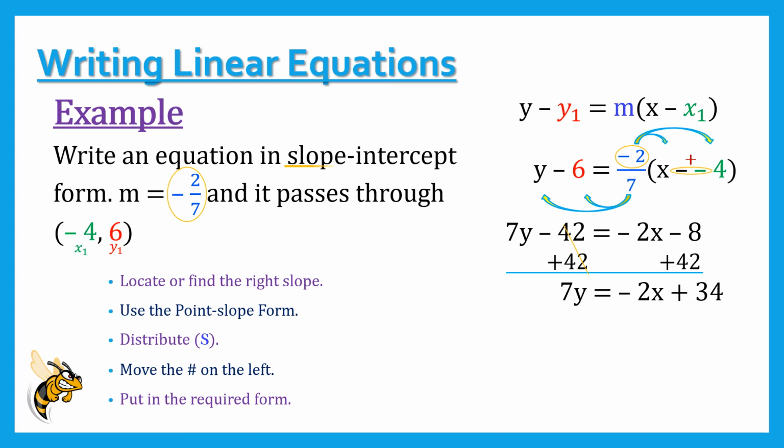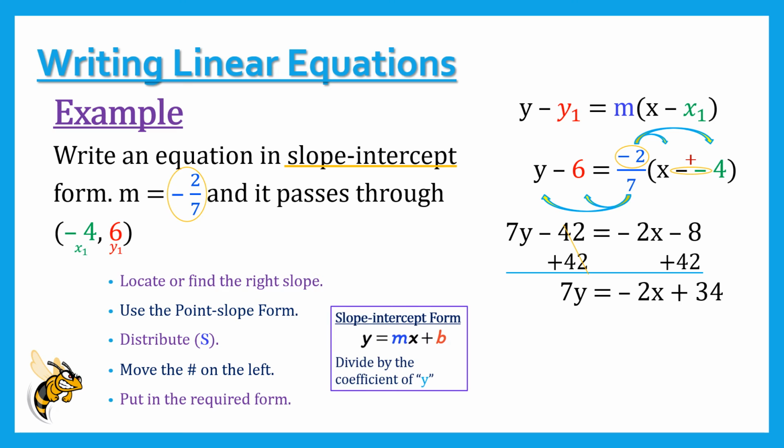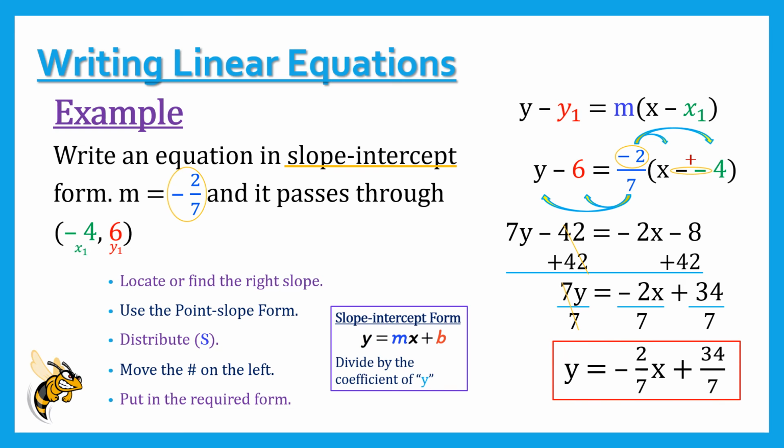Then we want to put it in the required form, and based on the problem, they want us to put it in slope-intercept form. Slope-intercept form is basically dividing by the coefficient of y, and remember the coefficient is the number in front of the variable. There's a 7 in front of the y, so the coefficient of y is 7. Divide everything by 7. y equals negative 2 over 7 x plus 34 over 7. When I look at the numbers, there's nothing I can simplify, so that would be my final answer.